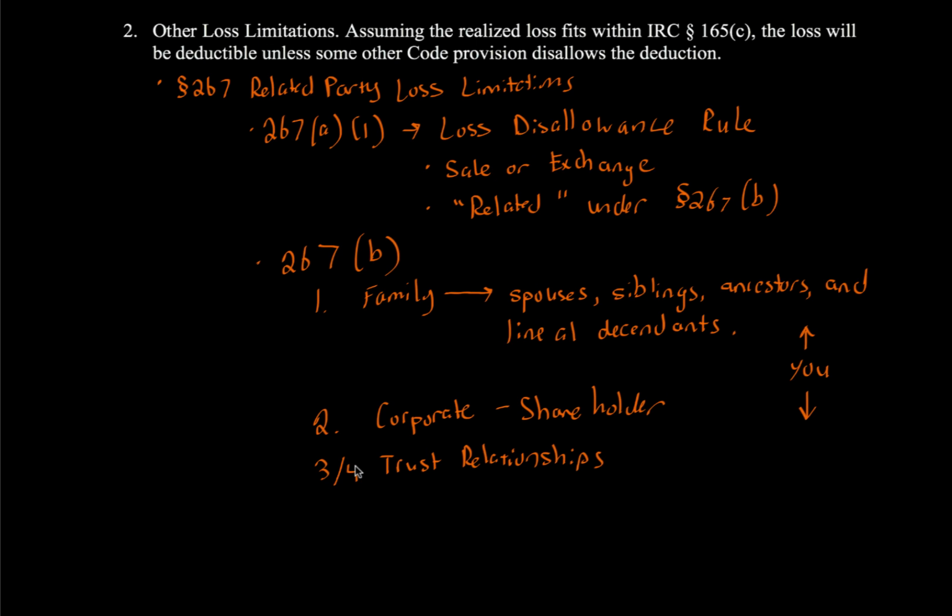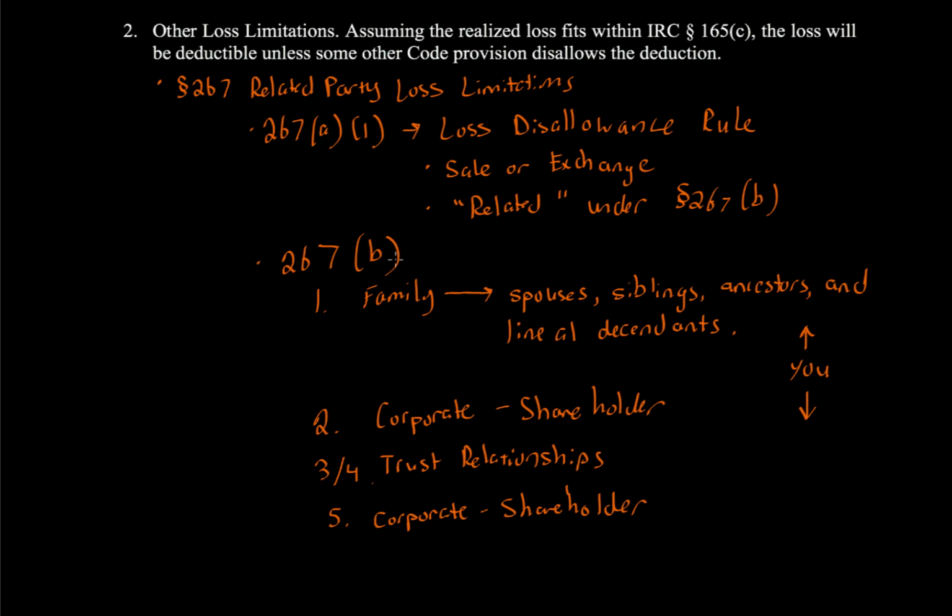And then 5 is a corporation and a partnership if the same person holds a controlling interest in each. So for number 5, we'll just say a corporate shareholder relationship. And again, the key is that there must be some type of item that makes them related with respect to ownership, controlling interests.